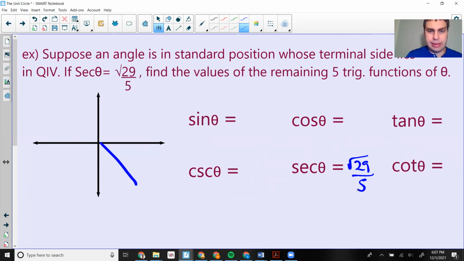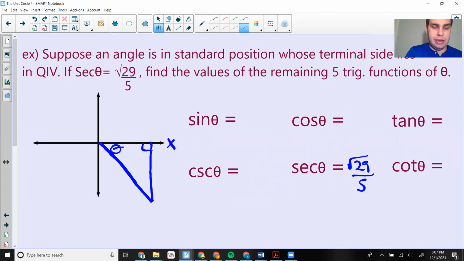Okay, and let's see here. So I'm going to make my right triangle. This always kind of goes back, if you have your diagonal line, this always goes back to the x-axis. Never go over to the y. That will not be correct. Always goes to the x.